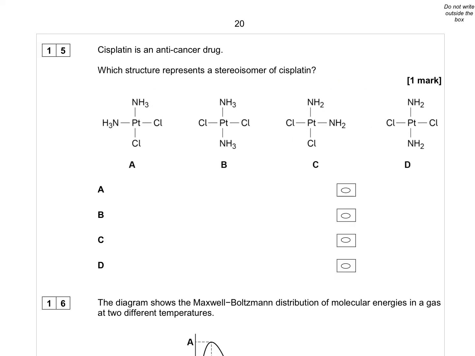So question 15 is about cisplatin, but it's asking which one is the stereoisomer of cisplatin. A is actually cisplatin, and B would be transplatin. C and D are not relevant at all because the NH2 is not the correct ligand.